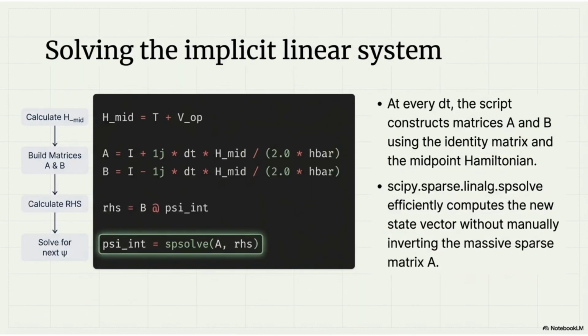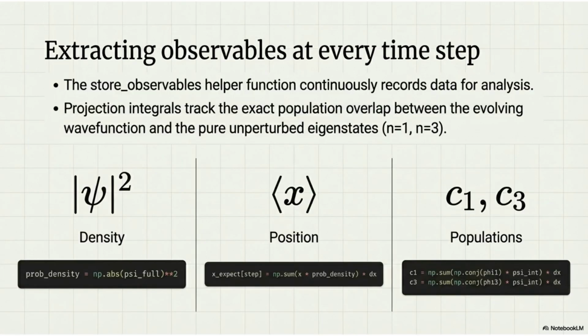To solve the implicit linear system, matrices A and B are constructed using the identity and midpoint Hamiltonian. We use spsolve to efficiently compute the next state vector without inverting the large, sparse matrix A. We extract observables at every time step using the store_observables function. This includes density, position expectation value, and population tracking for the n=1 and n=3 eigenstates.